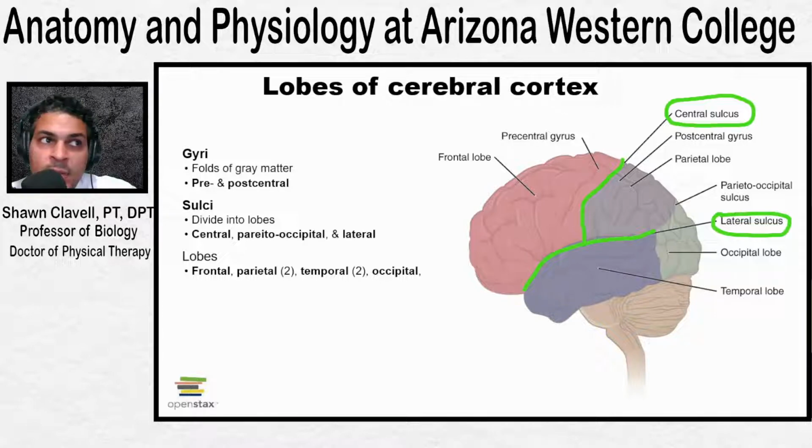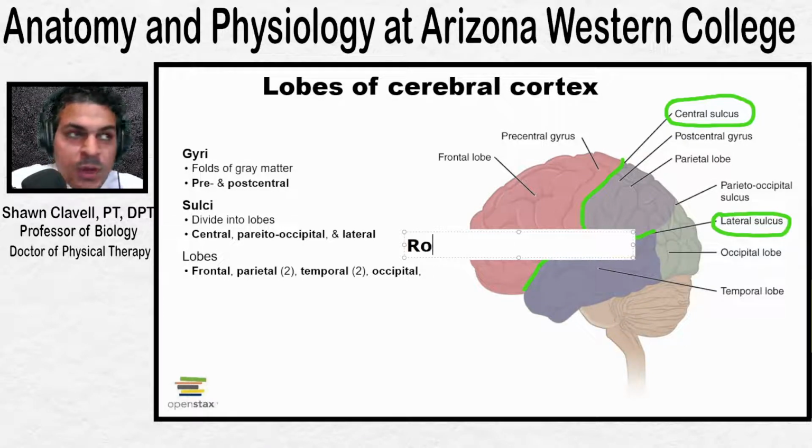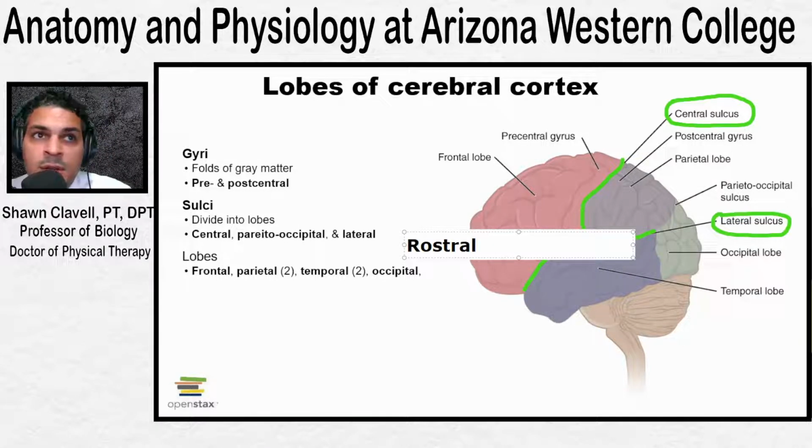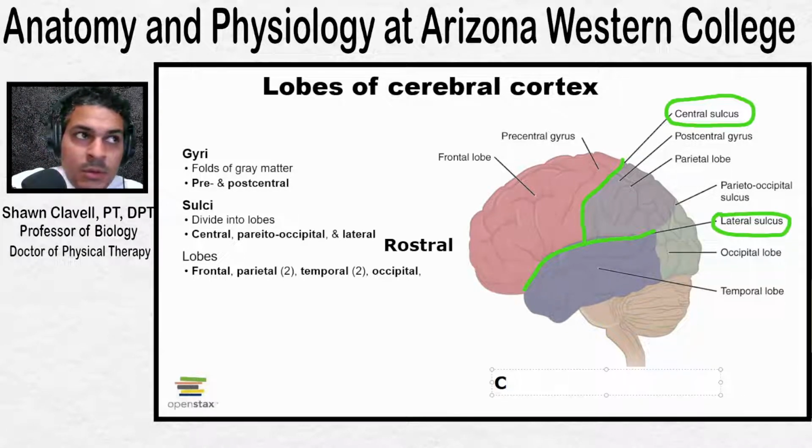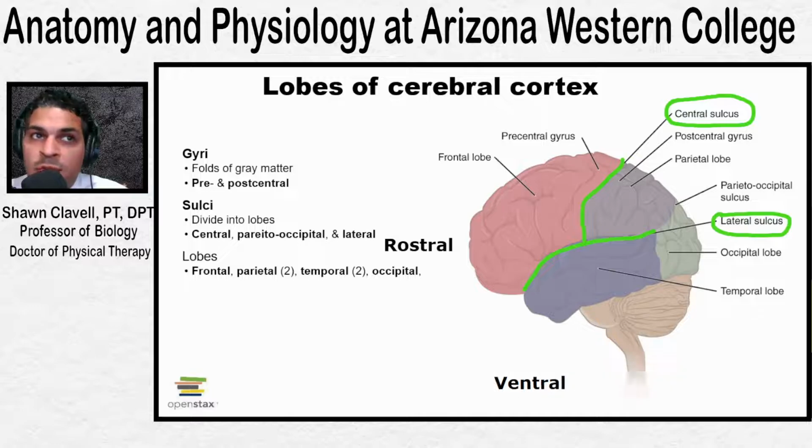So we have rostral to the front here, rostral or anterior. And down below here, we can identify that as inferior or ventral. There we have the rostral and the ventral. So dorsal is on the top and the caudal is at the back here.